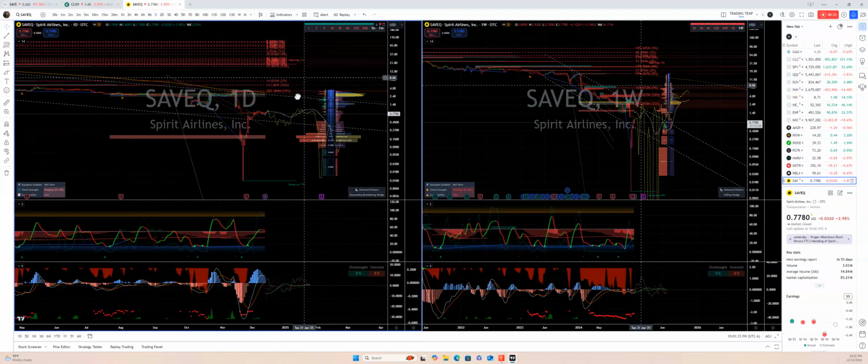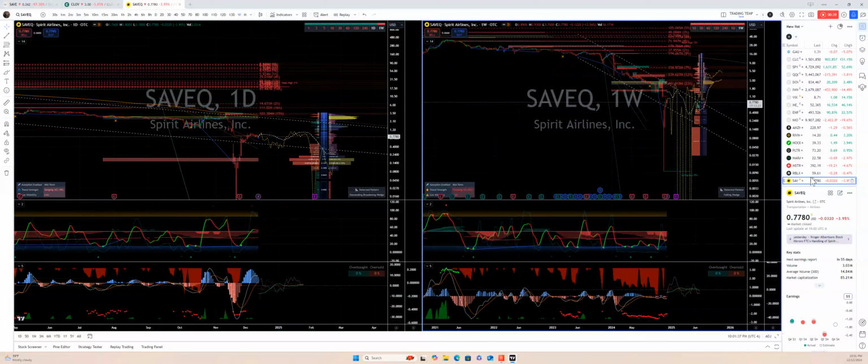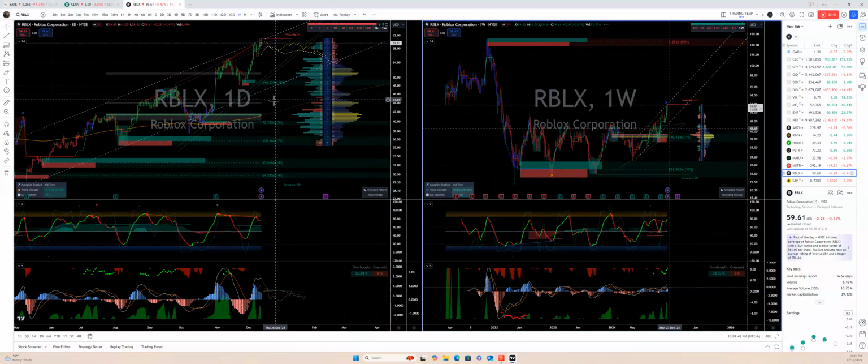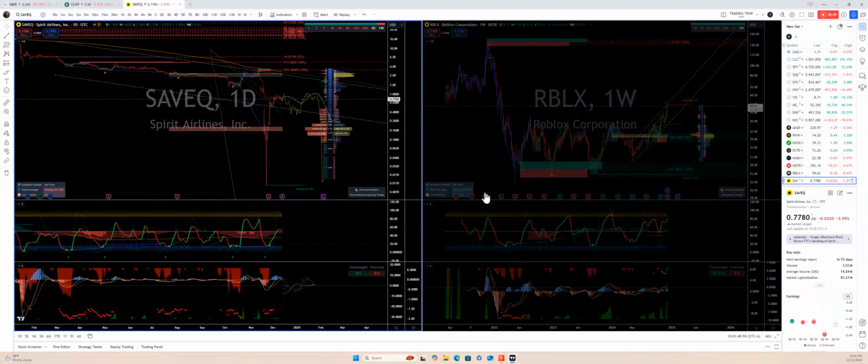You see all that negative? Yeah, it looks like the charts. But Roblox, yeah, it looks like its charts too. Let's start off with the ugly chart. Let's start off with Spirit Airlines.